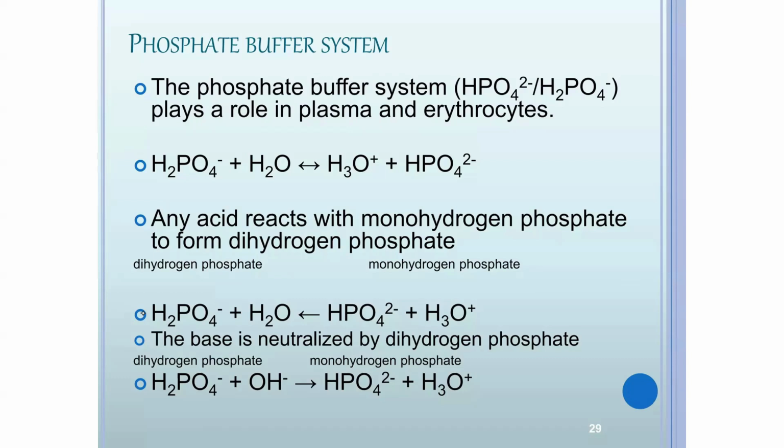So you see here, if we have H2PO4 - plus water, then we have hydronium ion plus HPO4 2-. Any acid reacts with monohydrogen phosphate to form dihydrogen phosphate. It means that if you have any acid in the urine, it usually reacts with monohydrogen phosphate, HPO4 2-, which forms dihydrogen phosphate. For example, the normal pH of urine is 4.5.